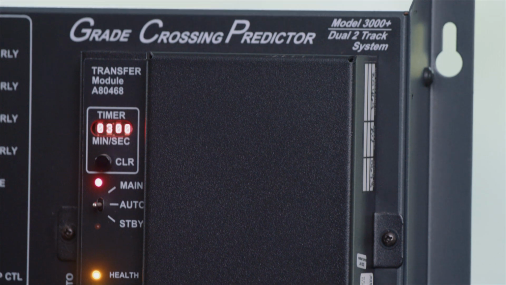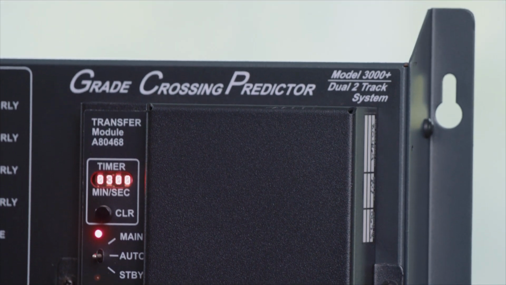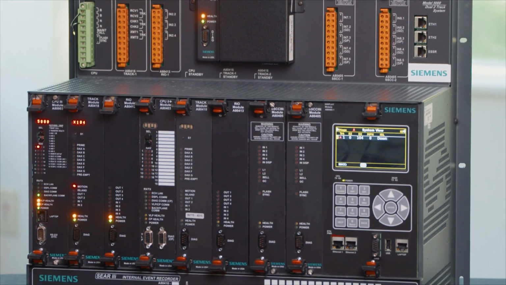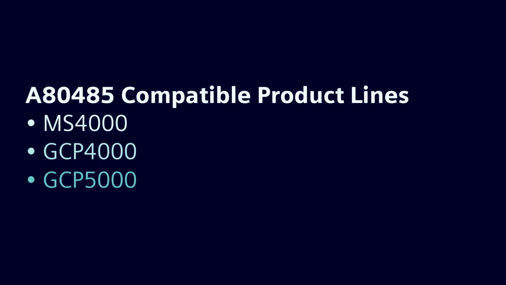Today, we'll go over how to download files to a USB flash drive using the A80485 display unit. We're going to use the GCP 3000 Plus to demonstrate, but the process will be the same for any of our current product lines with the push-button display unit, including the MS4000, GCP 4000, and GCP 5000. Menu options may vary slightly between products.